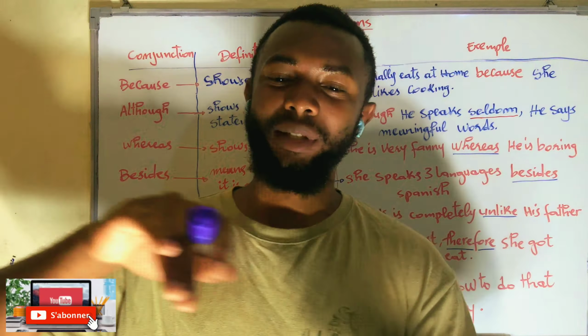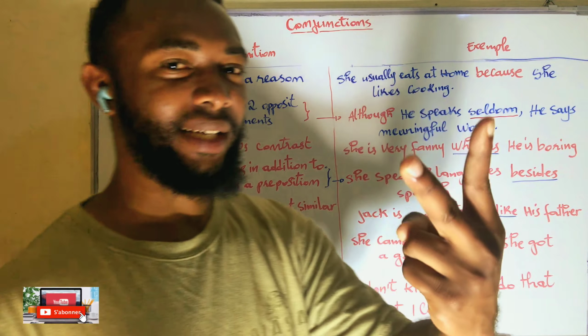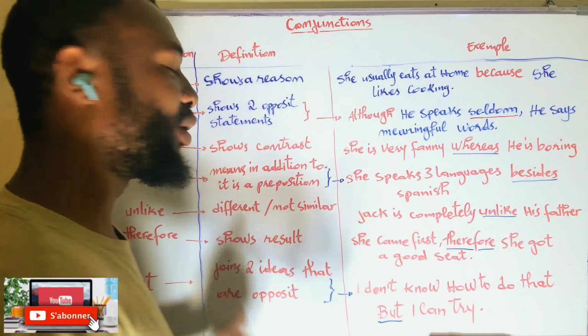So next we have besides. Besides ends with an s. Besides means in addition to, it is a preposition, right?